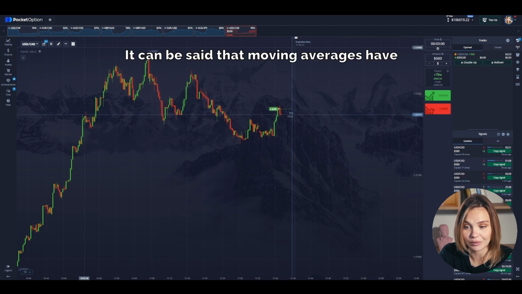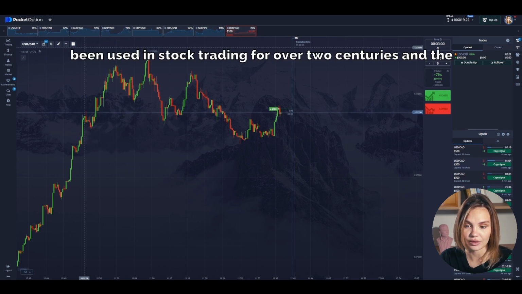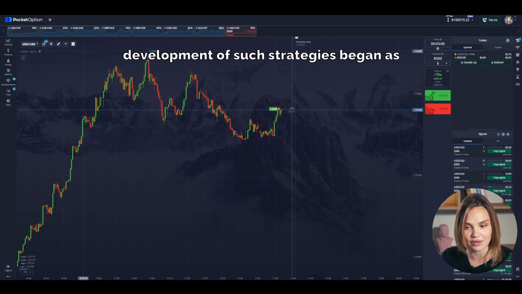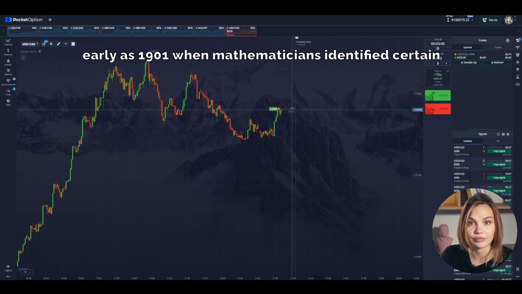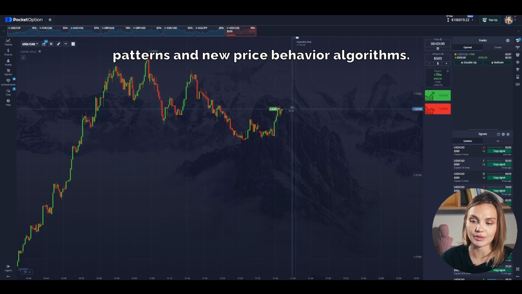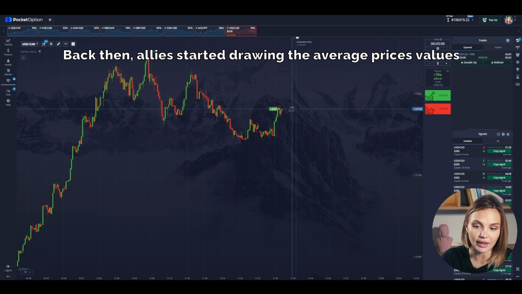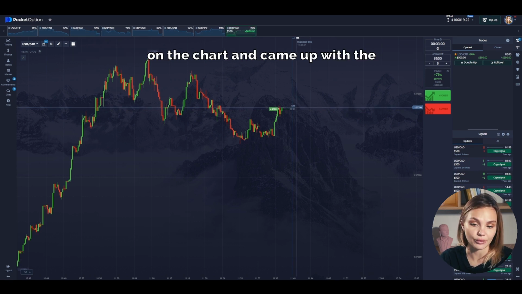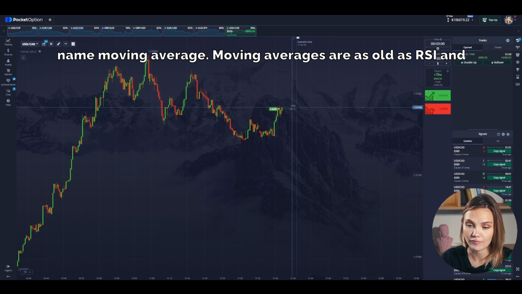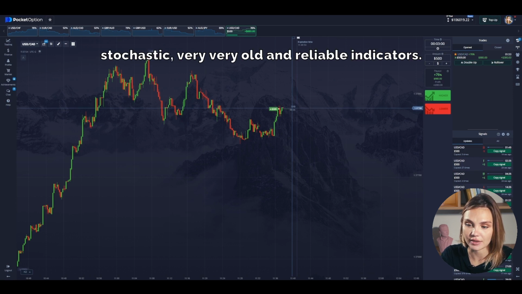but in general, if we delve a little deeper into how the strategy works, it can be said that moving averages have been used in stock trading for over 2 centuries, and the development of such strategies began as early as 1901, when mathematicians identified certain patterns and new price behavior algorithms. Back then, analysts started drawing the average prices values on the chart and came up with the name moving average. Moving averages are as old as RSI and stochastic, very, very old and reliable indicators.